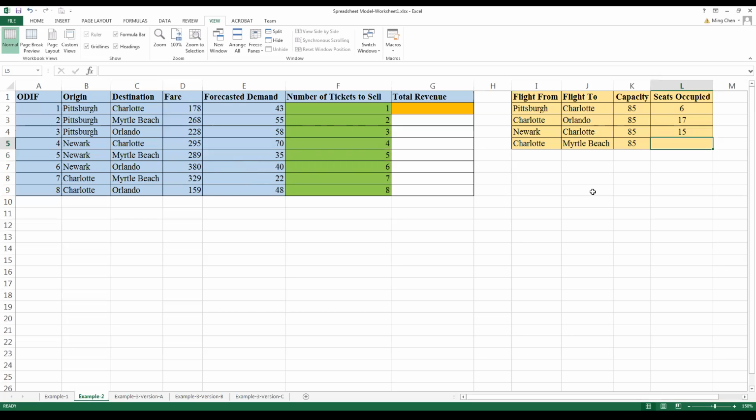The last one, so who will be taking the flight from Charlotte to Myrtle Beach? From Charlotte to Myrtle Beach, of course, this many people, the ones who are going direct from Charlotte to Myrtle Beach.